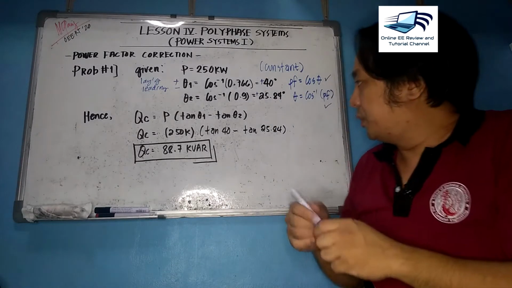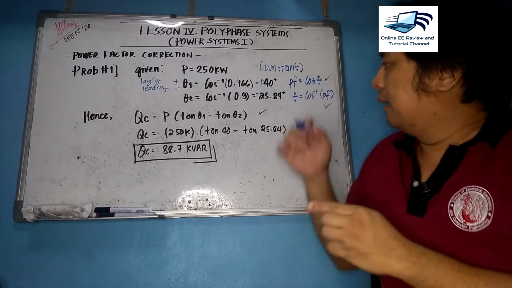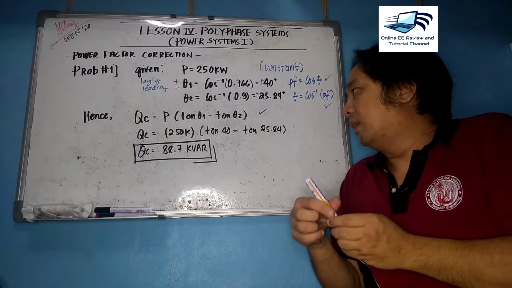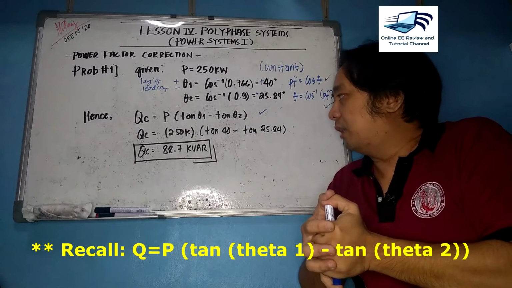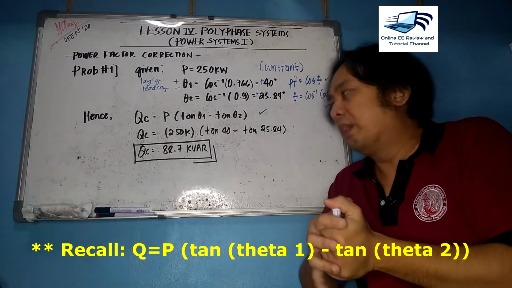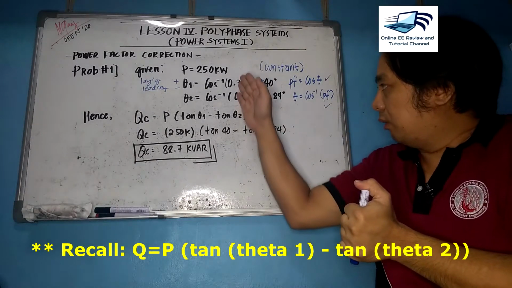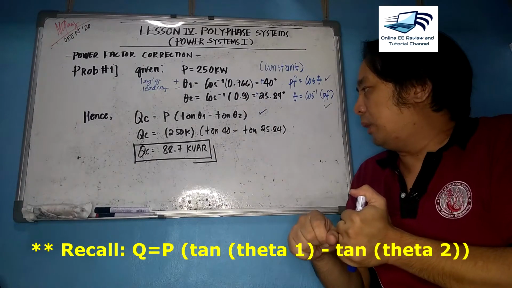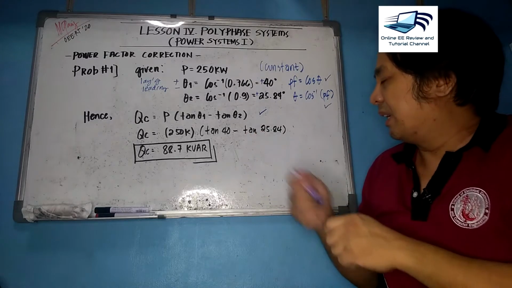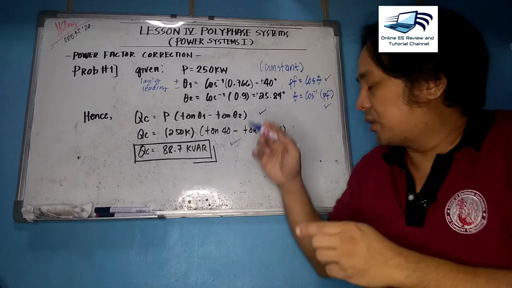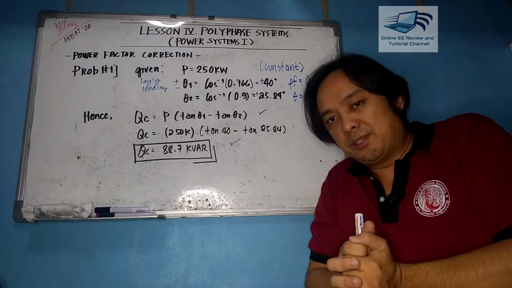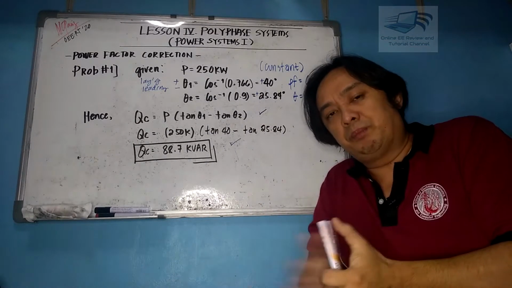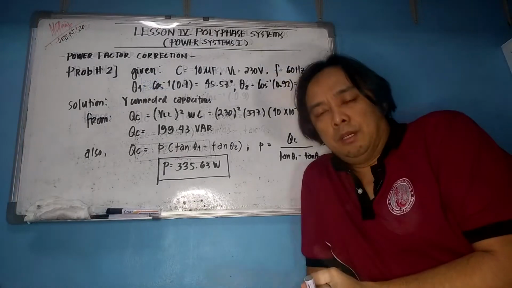Now we can substitute on our main formula, which is P times tangent theta 1 minus tangent theta 2. By substituting all of the values numerically, we can solve this problem. Using your calculators, the answer is 88.7 kVAR. Now, we can proceed to our next problem.